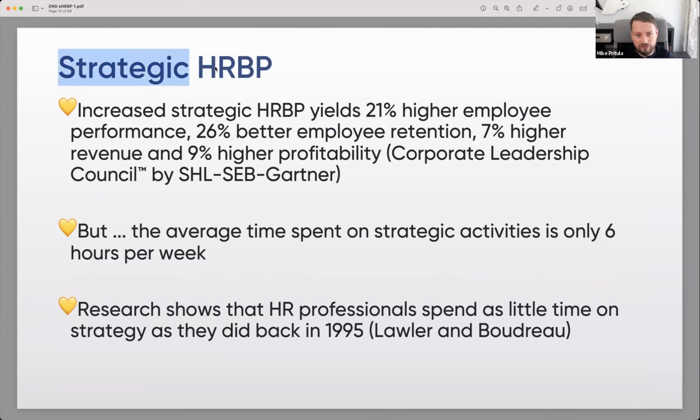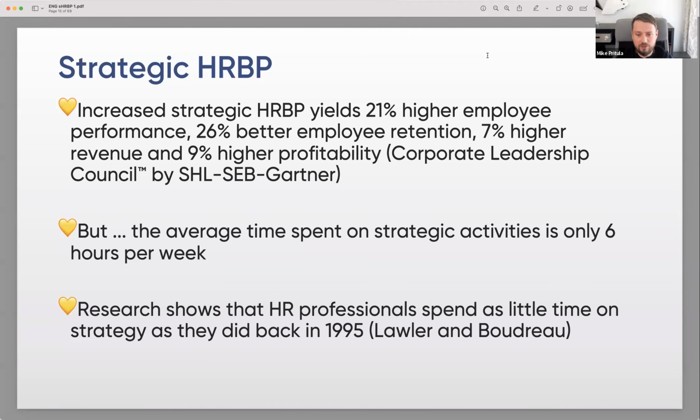Now let's talk about strategic HR business partner, because this course is more about strategic HR business partnership. Increased strategic HR business partner yields 21% higher employee performance, 26% better employee retention, 7% higher revenue, and 9% higher profitability. It's SHL, which is also SEB, which is also now Gartner research.